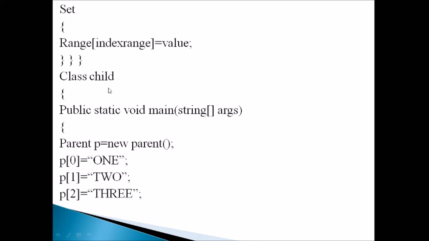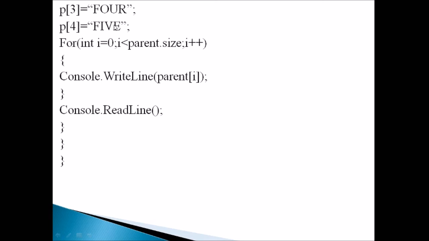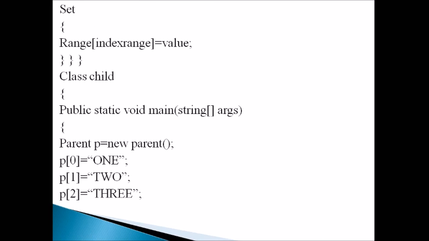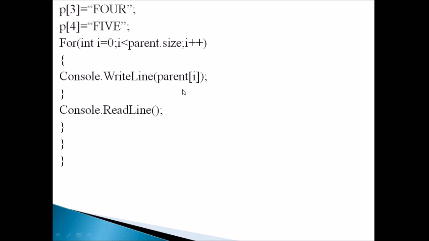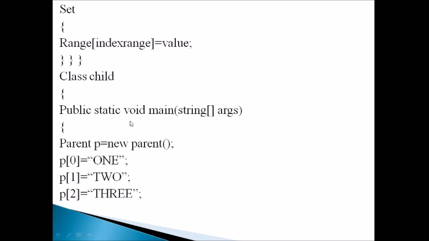And then the class child is the main class, where we are creating the object for the class parent. Parent p equal to new parent, and then p of 0 is assigned the value 1, p of 1 is assigned 2, and then 3, 4 and 5. So we have assigned 5 values since the size of the range is 5. Then using the for statement, until the size is reached, we display the values with Console.WriteLine parent of 5. The values assigned using the object p will be displayed one by one until the size is reached. Then we close the program. So this is the use of indexers.